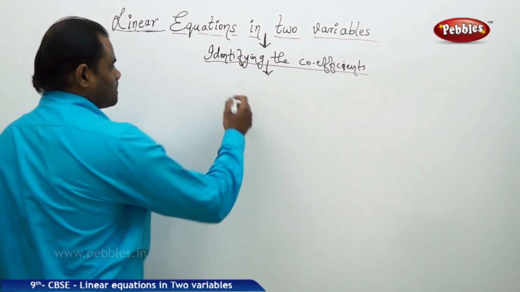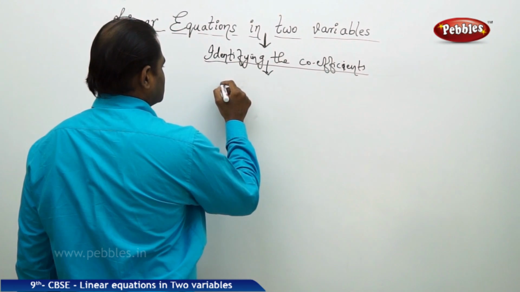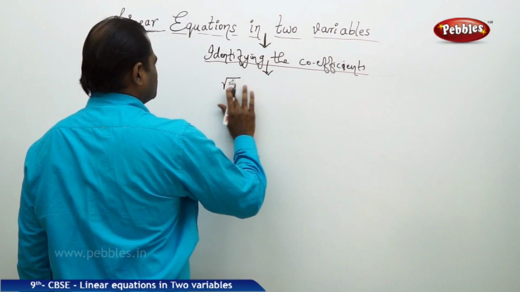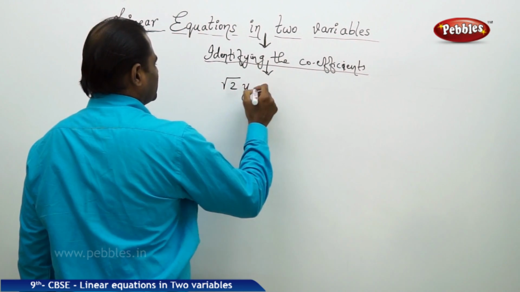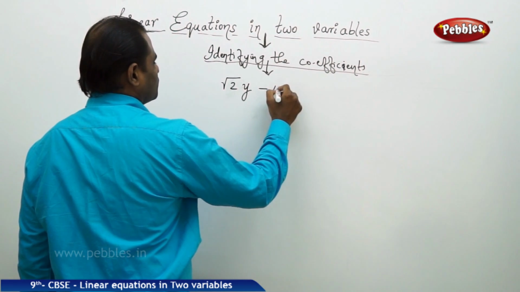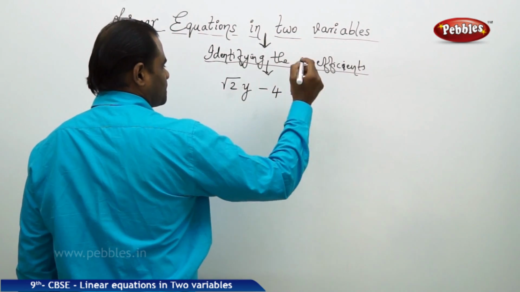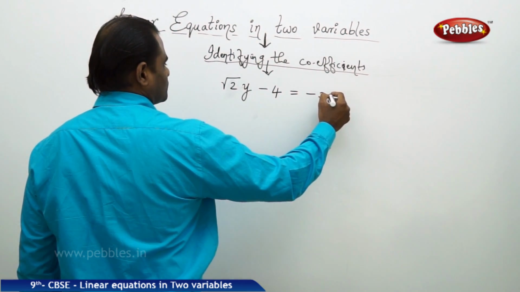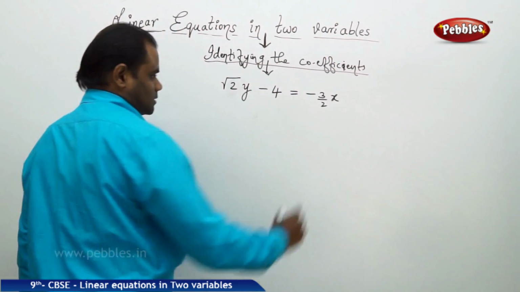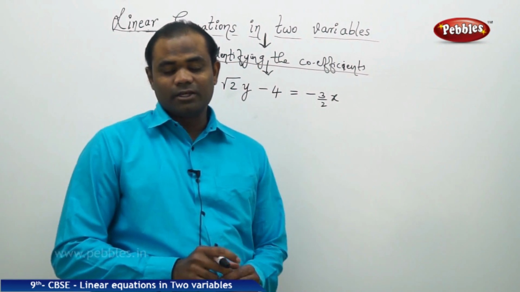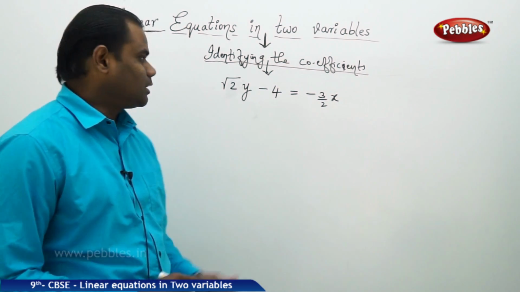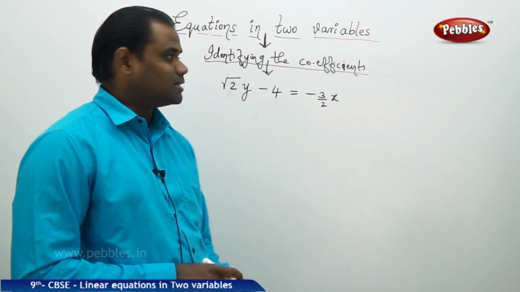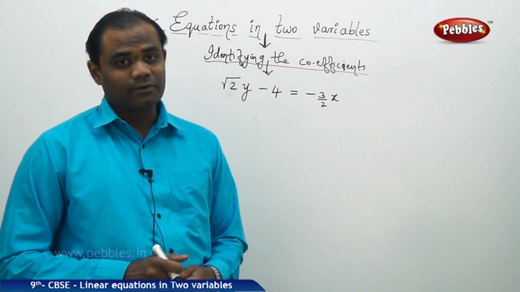Now here I have a question which says root 2y minus 4 is equal to minus 3/2 x. Now here I have an equation which is given in an unsimplified form. So let's see how we can find the coefficients A, B, and C for this given linear equation.